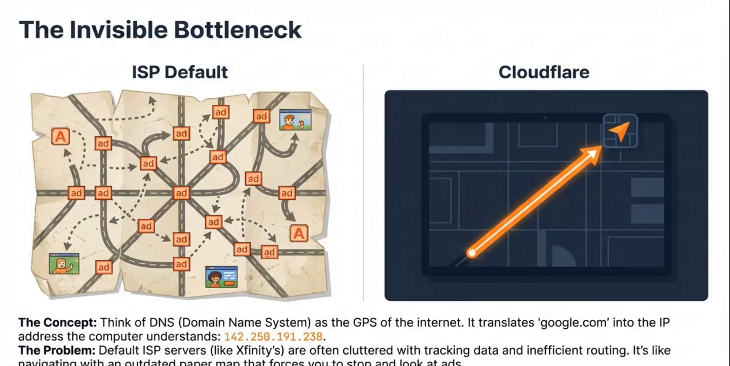The invisible bottleneck. The concept: think of DNS, which is Domain Name System, as the GPS of the Internet. It translates google.com into the IP address the computer understands: 142.250.191.238. The problem: default ISP servers, like Xfinity's, are often cluttered with tracking data and inefficient routing. It's like navigating with an outdated paper map that forces you to stop and look at ads.